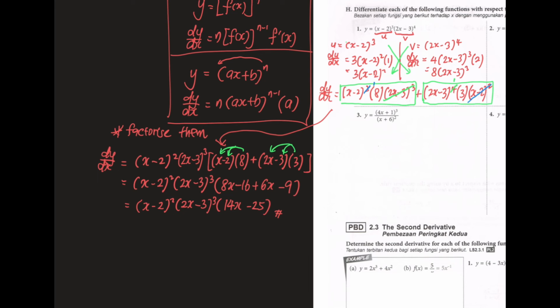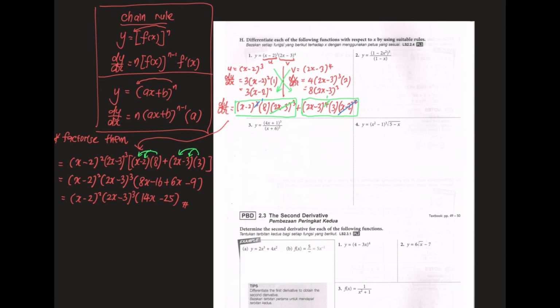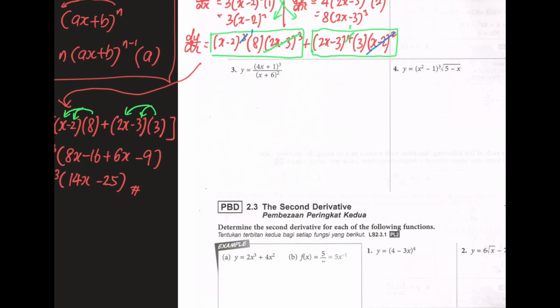So we have to factorize it, and it's not that easy for most people. Okay, now let's see another situation. Let's say question 3. You see, it's a fraction, so we have to use quotient rule. Okay, so the top one is u, the bottom one is v. So u equals (4x plus 1) power 3, v equals (x plus 6) power 2.